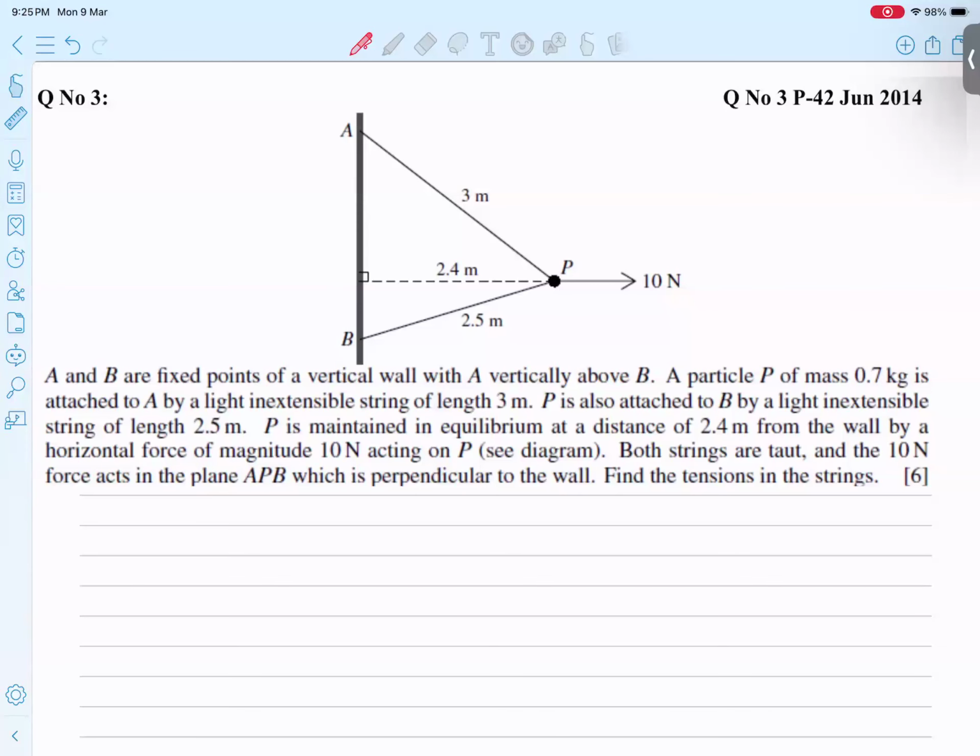Bismillah ar-Rahman Rahim. June 2014, and we're in 42, question number 3. The topic is string attached, and we have available in the middle one particle or bead, you can say.